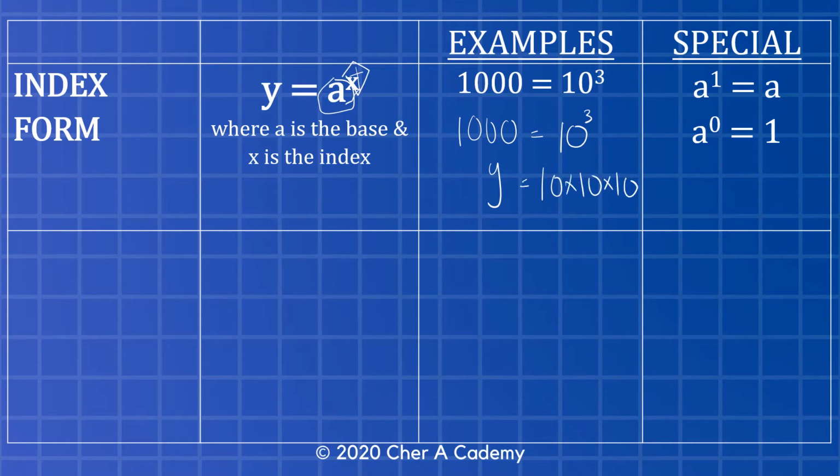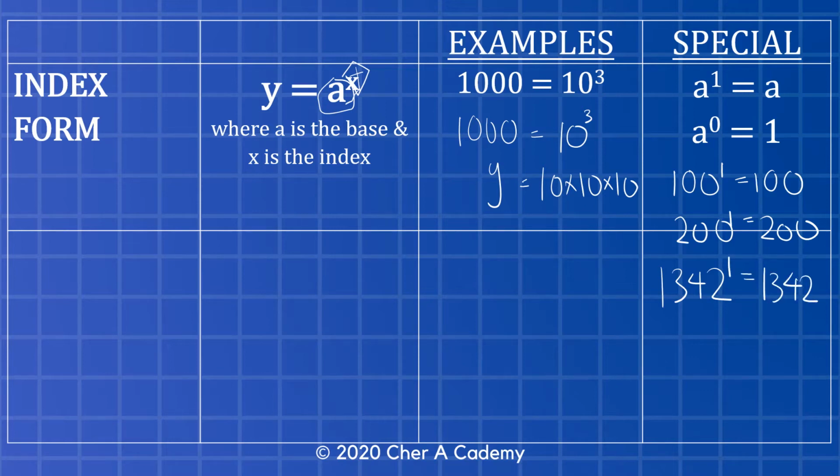This is a quick recap. The special index forms that you need to know: a to the power of 1 equals a, which means that if I have any number to the power of 1, I will get back the same number. If I have 200 to the power of 1, I'll get back the same number, 200. If I have 1342, another random number, to the power of 1, I'll get back the same number, 1342. So this is a special index form that we need to know.